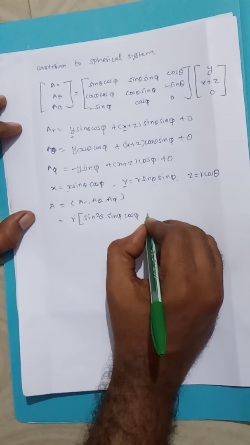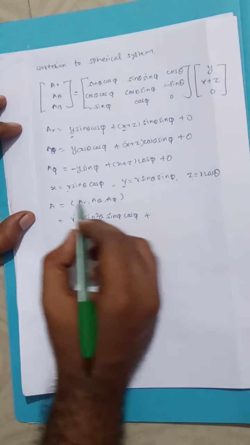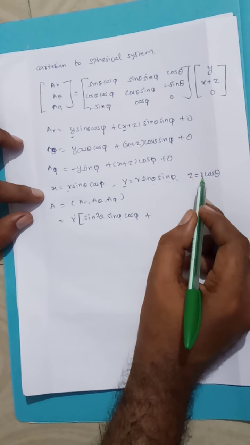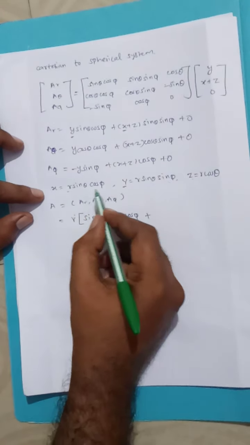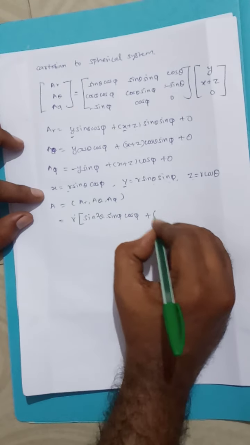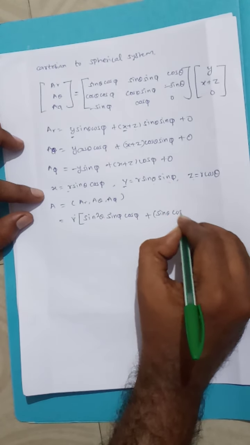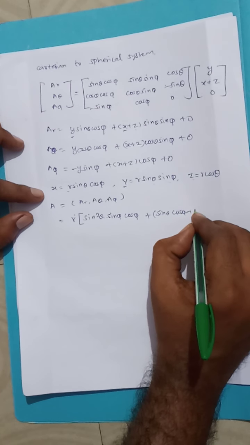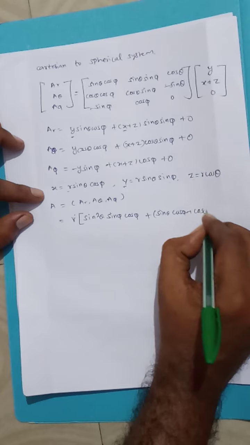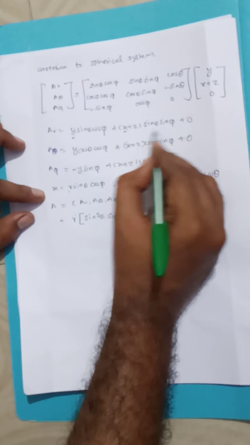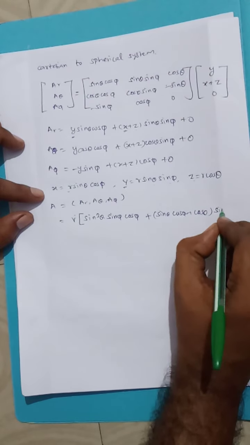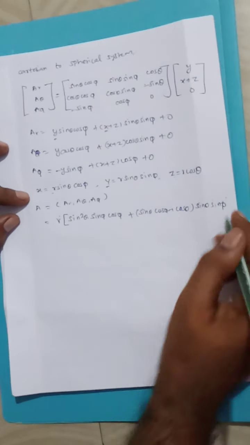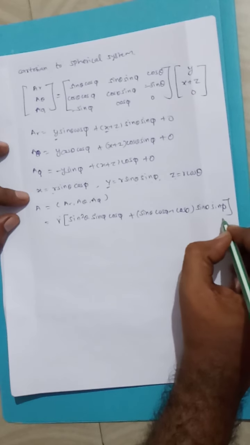Then x plus z. So x is r sin theta cos phi, z is r cos theta. From this I have taken r already outside. So getting sin theta cos phi plus cos theta. Z is cos theta, that is multiplied with this value sin theta sin phi. Okay, so this is the vector AR.